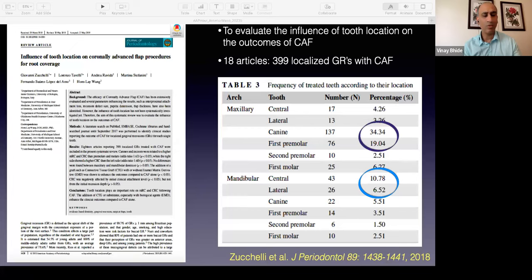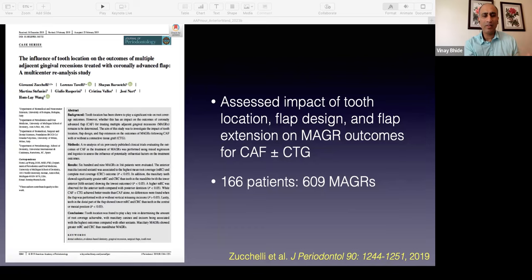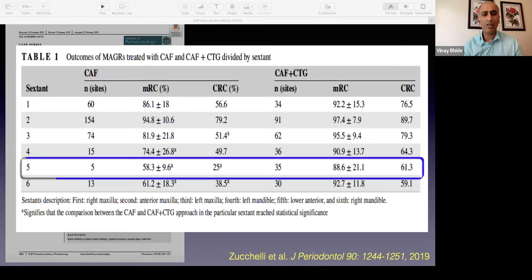When Zucchelli and colleagues looked at something similar, but now looking at multiple adjacent gingival recessions treated with coronally advanced flap or connective tissue graft, what they found was even more alarming. When you look at the lower anterior, the mandibular anterior sextant, it had the lowest mean root coverage with the coronally advanced flap alone, and the lowest percentage of complete root coverage. With the connective tissue graft, the root coverage increased somewhat, but the predictability, or the complete root coverage percentage, was almost lowest compared to the maxilla.